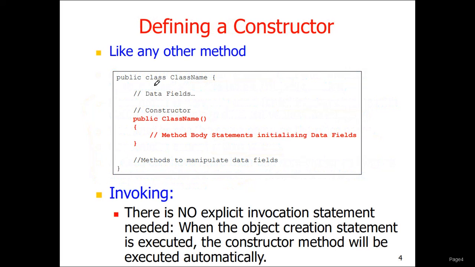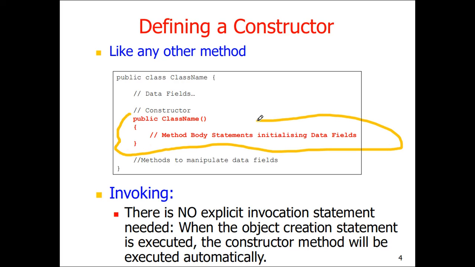Let's say I'm trying to define a constructor. How do I define a constructor? It's very easy. It's as simple as initializing a simple method. So the class name you have, because the name of a class is the class name. I write a public method which is the class name, which does not have a return type, and it should have the same name as the class name. And whatever I write inside this body should initialize the data fields. Okay, that's the only purpose we have.